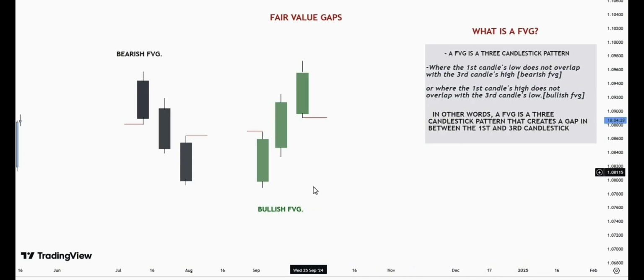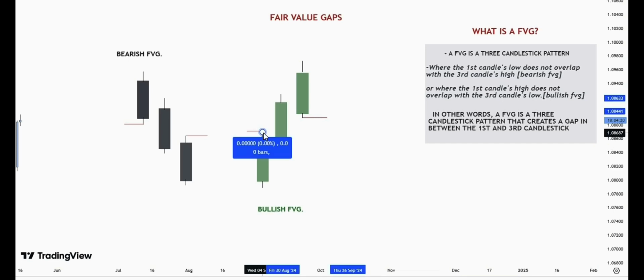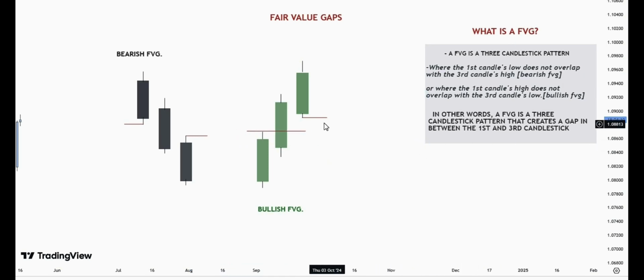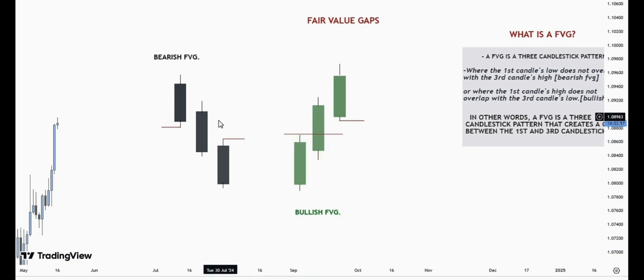While for a bullish fair value gap, the first candle's high does not overlap with the third candle's low. The first candle's high, this high, does not overlap with the third candle's low, which is 1, 2, 3. This low does not overlap with this high. There's a gap in between. Same scenario as the bearish. The first candle's low does not overlap with the third candle's high. 1, 2, 3.